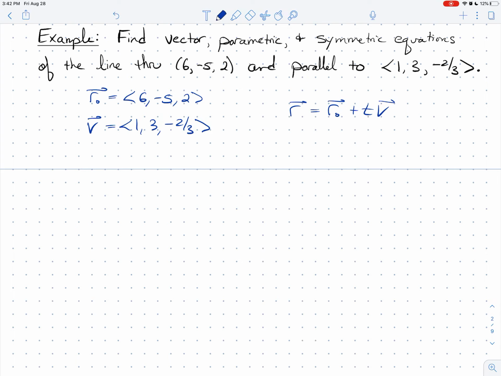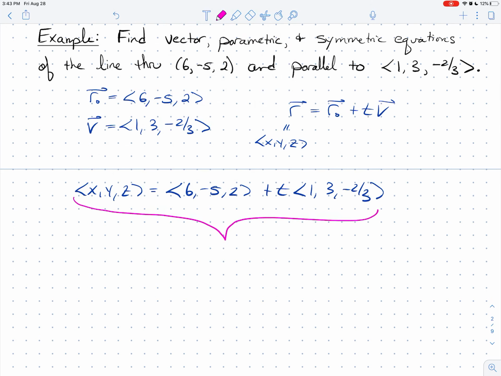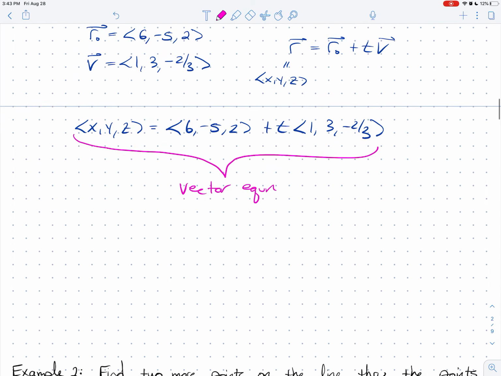And now we just write things down. One thing I want you to be aware of is that when we think about our generic R, we usually think about R as some X, Y, Z. It's the arbitrary point on the line. So it's helpful if you say X, Y, Z equals R naught, which is 6, negative 5, 2, plus T times V, which is 1, 3, negative 2 thirds. And this, of course, is the vector equation of our line.